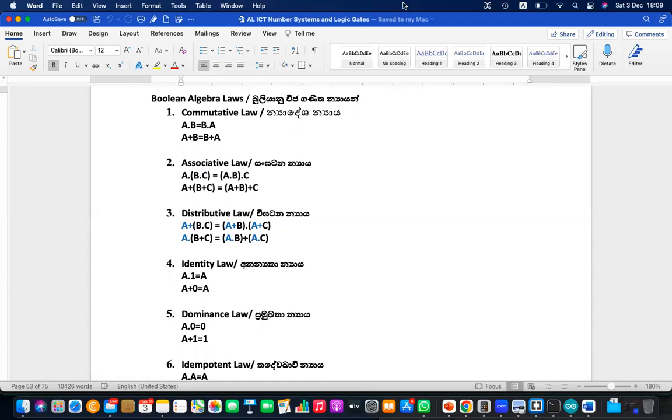This is like multiplication. Let's say 5 multiplied by 3 multiplied by 2. What is the answer? 30. If I do 5 multiplied by 3, that is 15. 15 into 2 is 30.